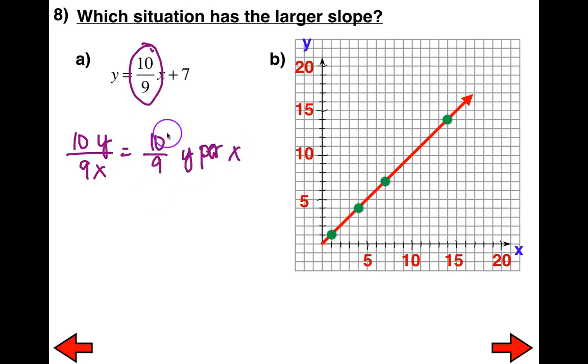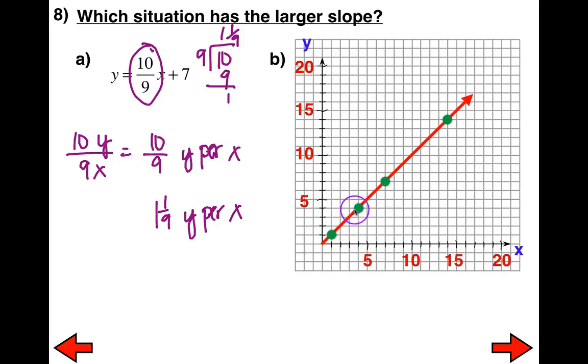But again, we might want to turn this into a mixed number. That way we can compare it with other values a little bit easier. So off of my side work, I'm going to divide 10 divided by 9. That goes in once with the remainder of 1, so it's 1 and 1/9. So this is 1 and 1/9 y per x.